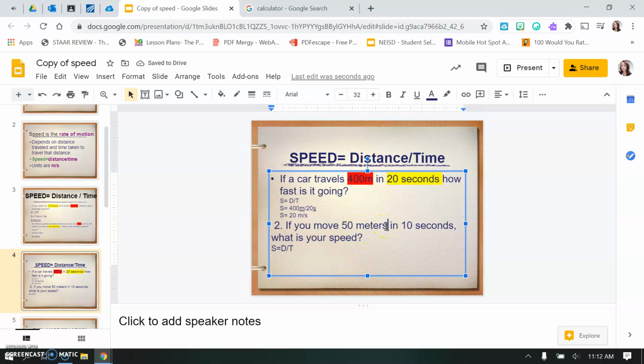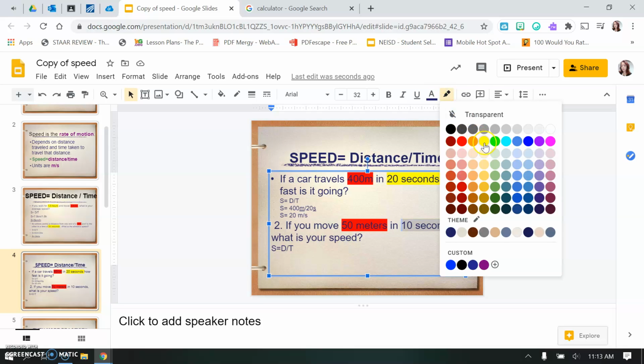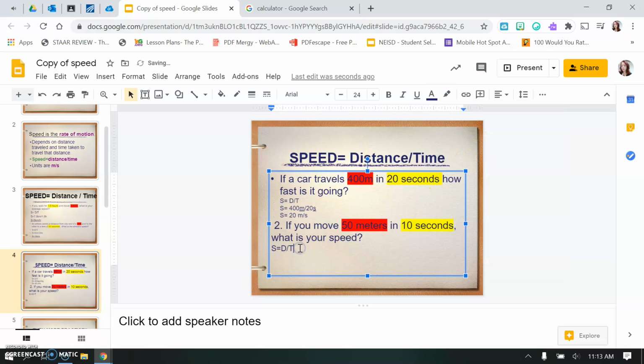So it says if you move 50 meters in 10 seconds. Meters is a unit for distance. So you're going to highlight your meters, that's your distance. Find your time, those are 10 seconds. Highlight your time. Speed is distance divided by time. So you're going to take your distance, which is 50 meters that we highlighted, then add your time for the T, which is 10 seconds.